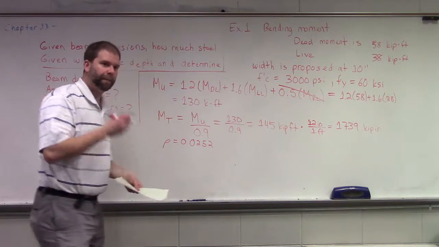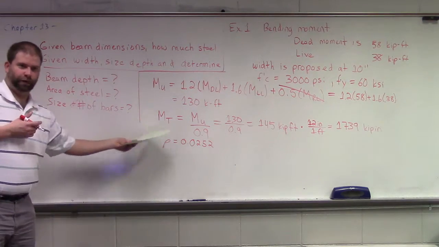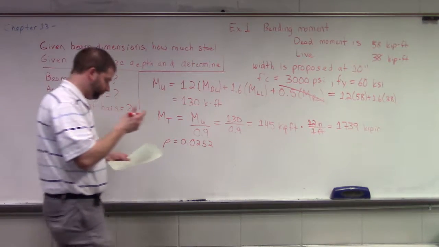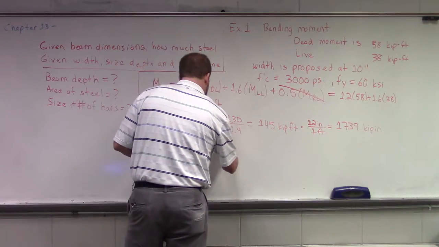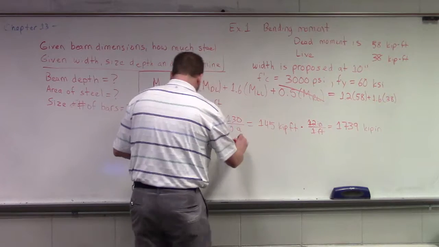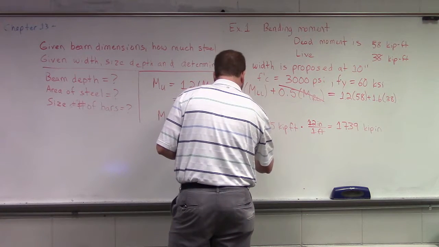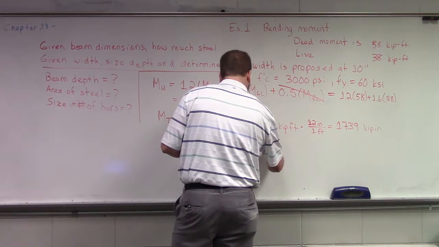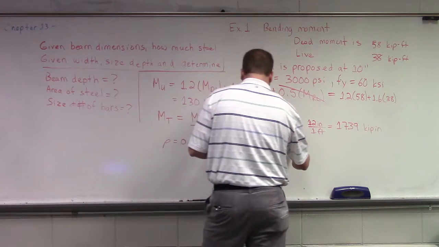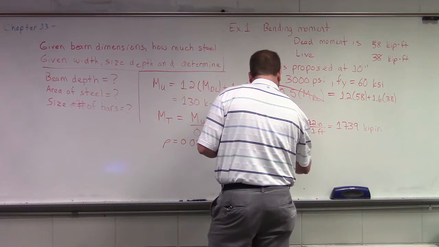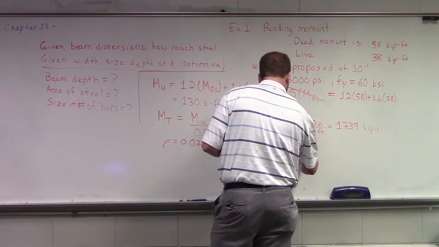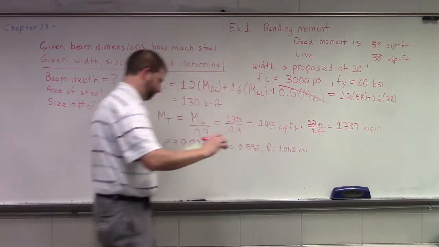That's the tension moment? Yep. We have an A over D of 0.592, and we have an R value of 1.063 KSI.